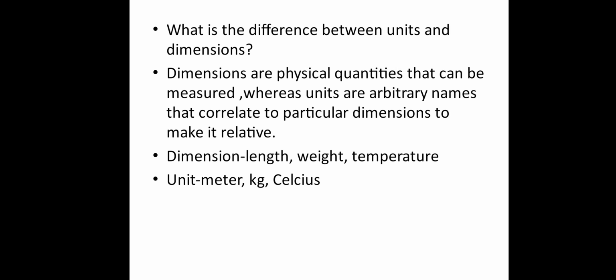In this video, we will be discussing electromagnetism symbols, units, and dimensions. What is the difference between units and dimensions? Dimensions are physical quantities that can be measured, whereas units are arbitrary names that correlate to particular dimensions to make it relative. Examples of dimension are length, weight, and temperature, while examples of unit are meter, kilogram, and Celsius.